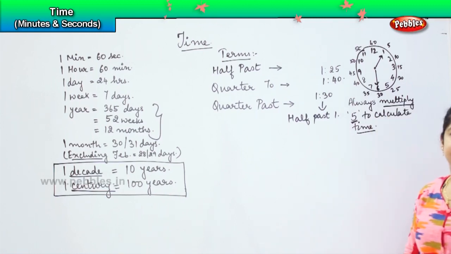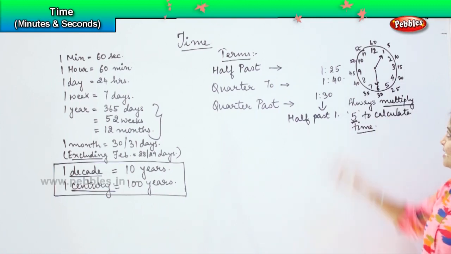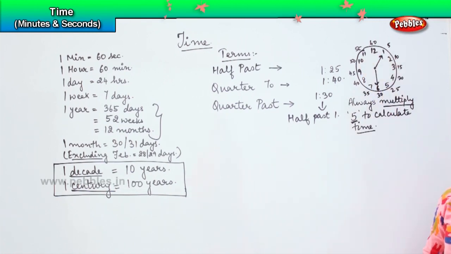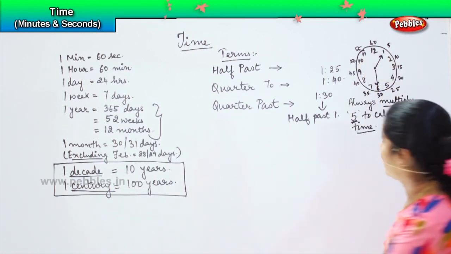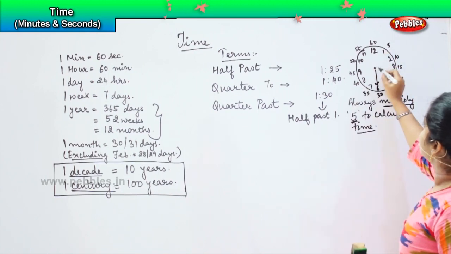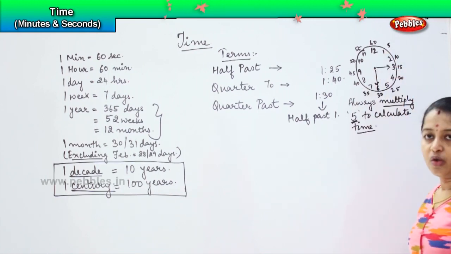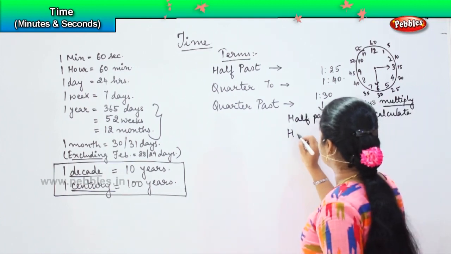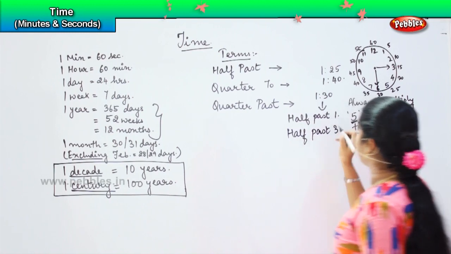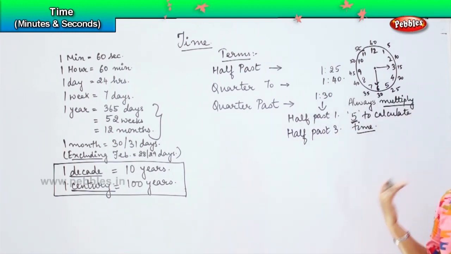1:30 can also be said as half past 1, which means that it is half an hour over when it was 1 o'clock. So half past 1. Same thing, if you see your minutes needle in 6 and your hour needle going to 3, how will you say? You will say this as half past 3. That is, half an hour is over when it was already 3 o'clock.